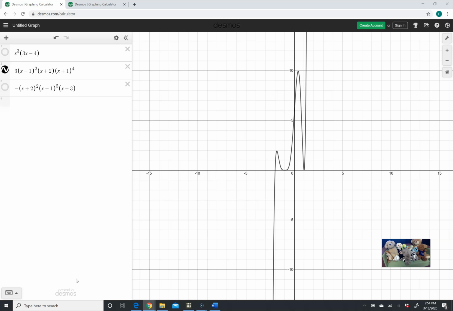We'll make it -4 times (x plus 1) to the third, times (x minus 1) squared, and (x minus 2) squared.